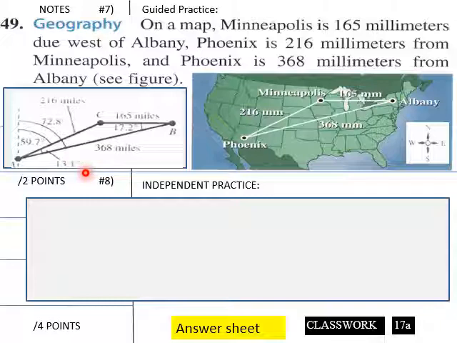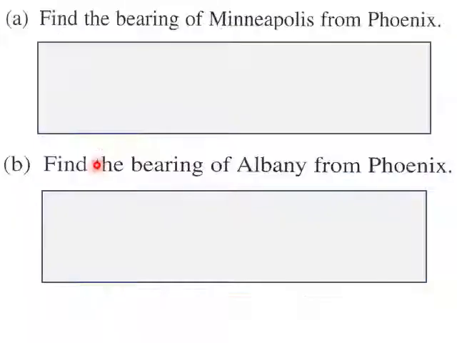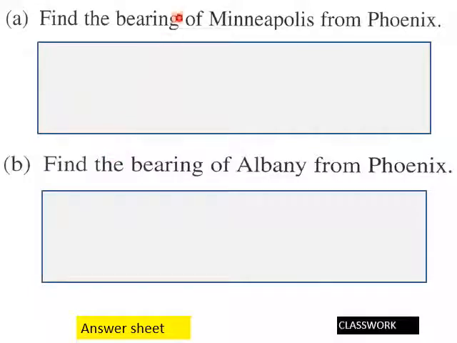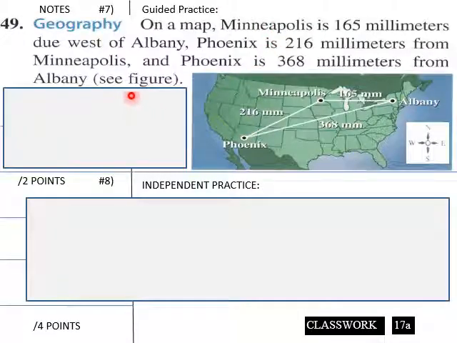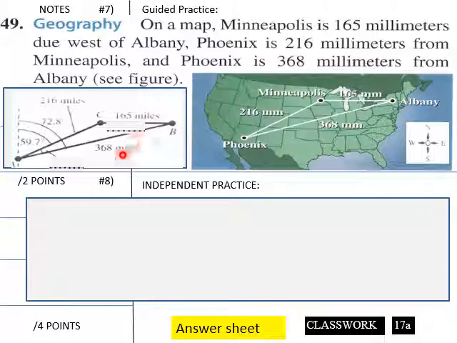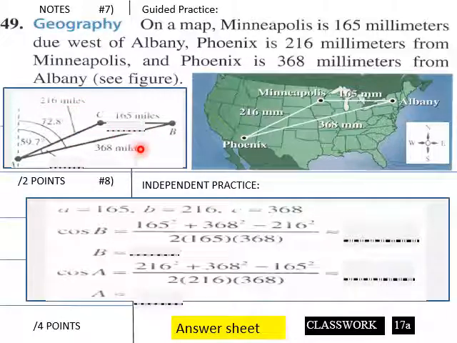And then this would be 13.1 degrees for this measure here. Okay, so knowing that, find the bearing of Minneapolis from Phoenix. So knowing the information that we have, here is our beginning diagram for that. And then we plug in our values here.